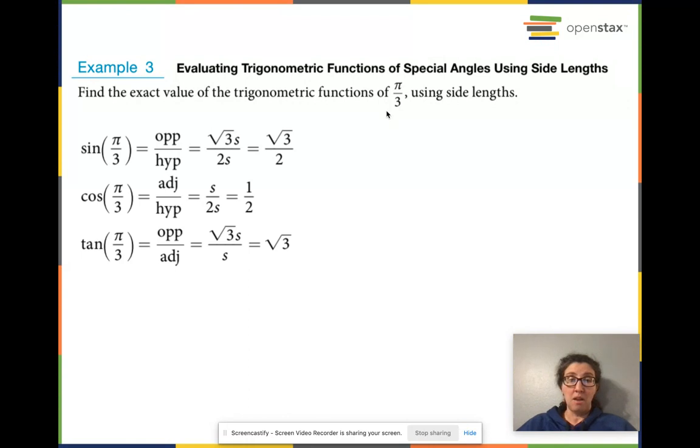Sine of pi thirds, if you think on your table, or you could think of the triangle, sine of pi thirds, or 60 degrees, is opposite over hypotenuse, so that's square root of 3s over 2s. It's square root of 3 over 2. Notice that it doesn't matter what s is, right? If our triangle is really big, really small, sine of pi thirds is square root of 3 over 2. Cosine is 1/2.